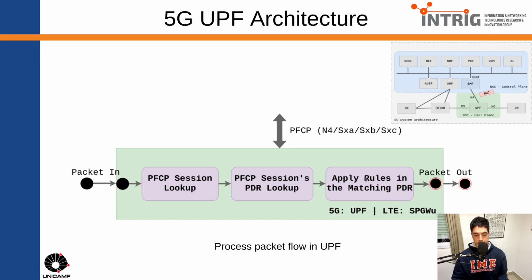If there is a match, it will pass through to another block. So here it will apply some rules. The mandatory rules are the following action rules. In the status of the project today, we only handle the forwarding action rule. The forward action rule is responsible to forward the packet to the destination interface. So basically, here is the packet process flow in the UPF.